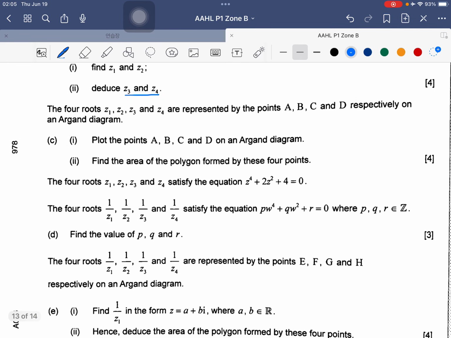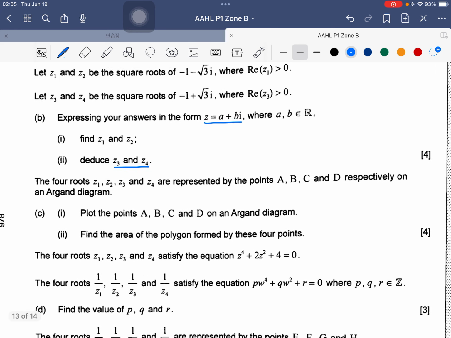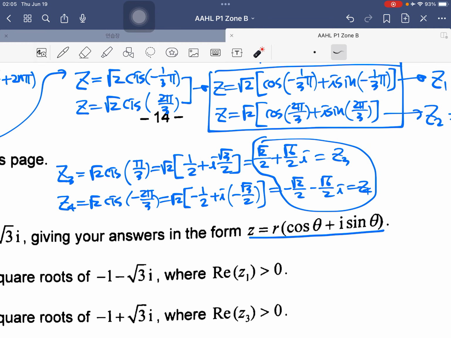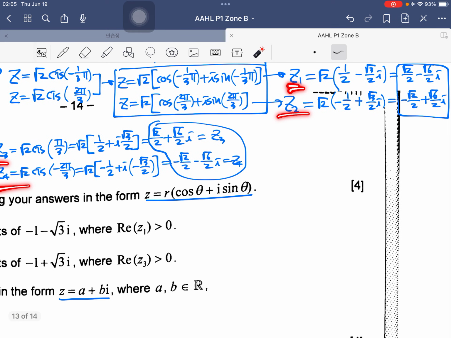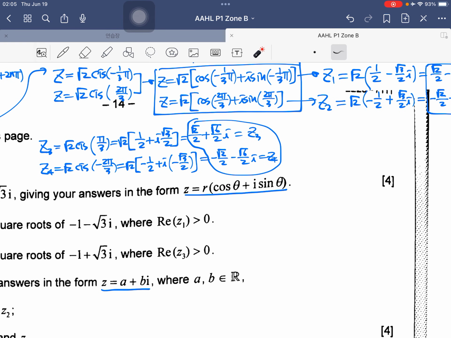Okay, this time the four roots z1, z2, z3, z4 are represented by the points A, B, C, and D respectively on the Argand diagram. Plot A, B, C, D on the Argand diagram. And the second question is to find the area of the polygon formed by these four points. The modulus is all the same, square root of 2. Only the argument is different.